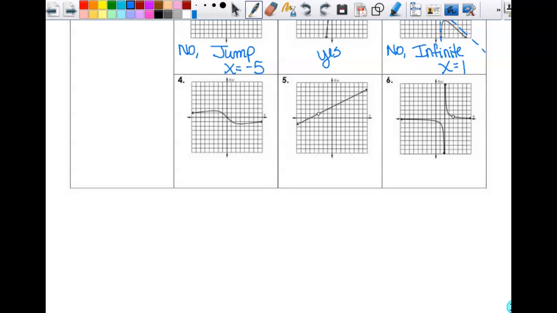What do we think about number 4? Do you think it's continuous? Yes, because I can trace it. We're good.